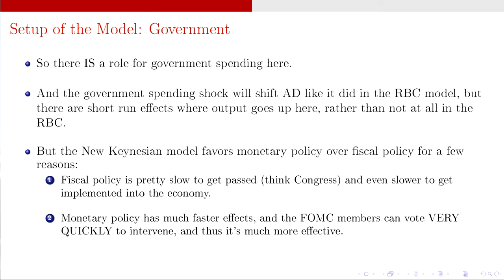Monetary policy, on the other hand, has far faster effects. Federal Open Market Committee members can vote very quickly to intervene, and thus it's much more effective. They can respond in a matter of hours, whereas Congress can respond in a matter of months, as we saw at the beginning of the COVID-19 outbreak. The Monetary Authority response was very, very fast. The fiscal response was pretty slow, right? The shutdowns really started in early March, and it was somewhere around mid to late April that the insultingly low $1,200 stimulus paycheck went out to everybody.